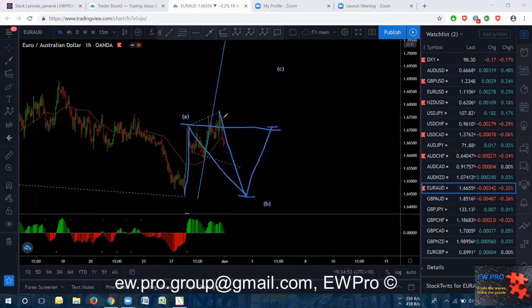Wait for the setup. Wait for this C down. Go on to the lower time frames. Wait for the impulse up, little correction, and then take the trade.